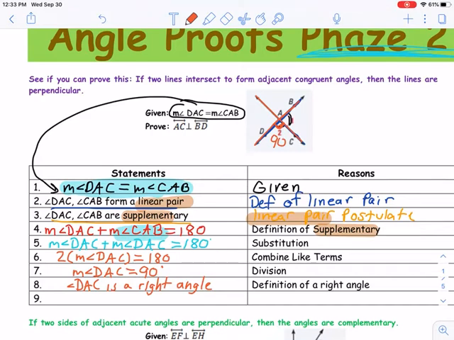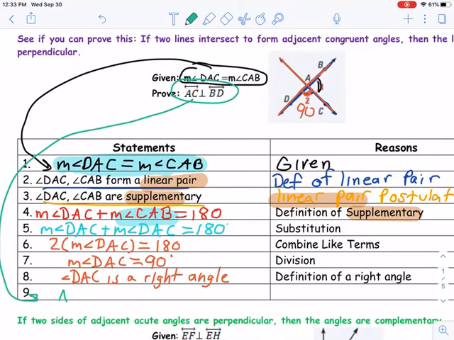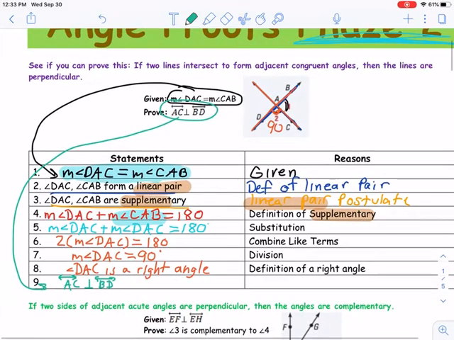Even if you stink at proofs, you can't stink at filling in the last statement. It's always what we want to prove. So I'm going to say line AC is perpendicular to line BD. Why? Well, the two lines intersect to form a right angle, so they're perpendicular by definition of perpendicular lines. When two lines intersect to form a right angle, they are perpendicular.